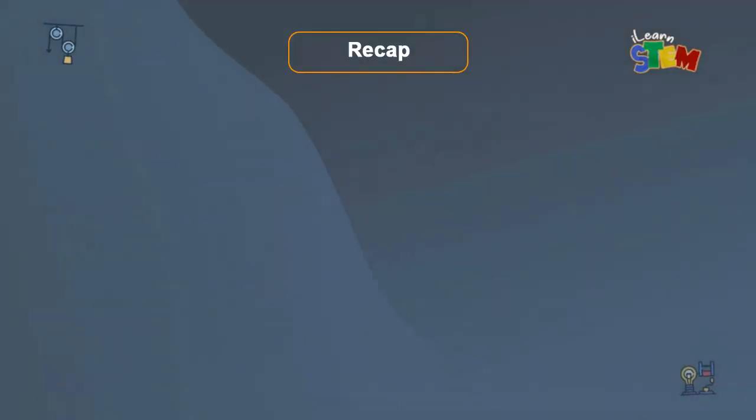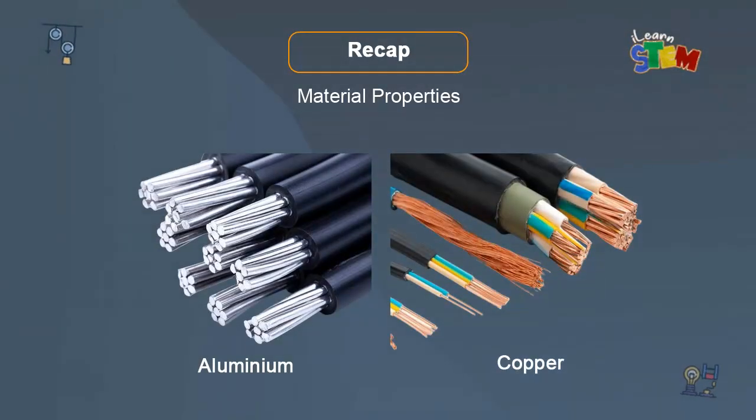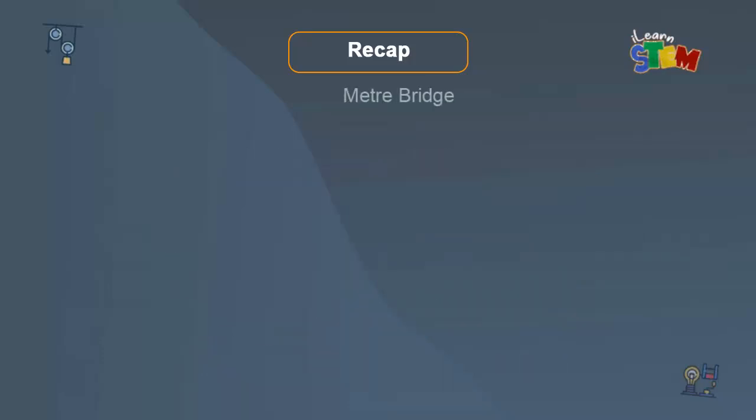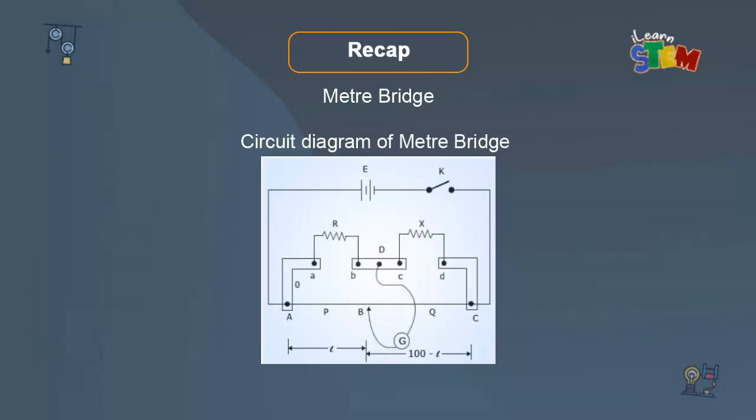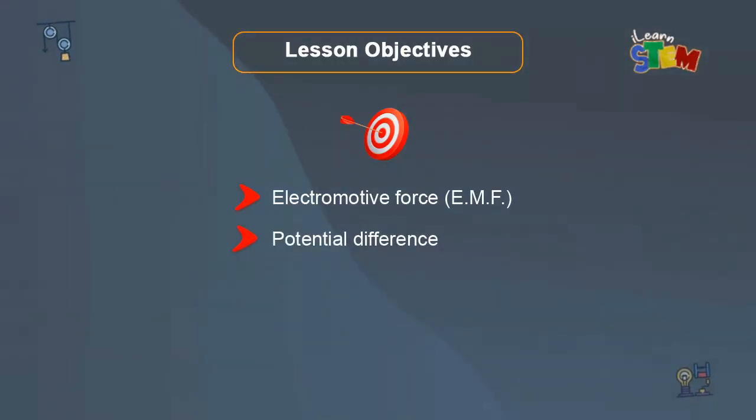In our last class, we discussed the properties of materials that resist the flow of electric current, such as rubber and glass. In contrast, we also looked at conductive materials like copper and aluminum, which allow electric current to pass through easily. Additionally, we explored the meter bridge and illustrated its structure with a diagram. The goal for today is to explore the concept of electromotive force, EMF, and potential difference.